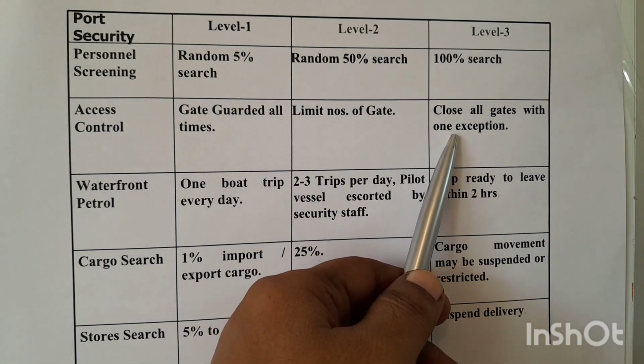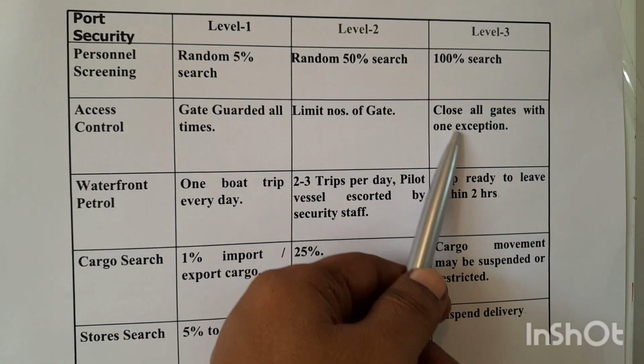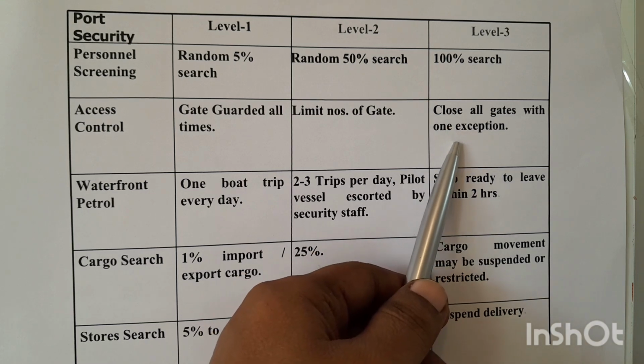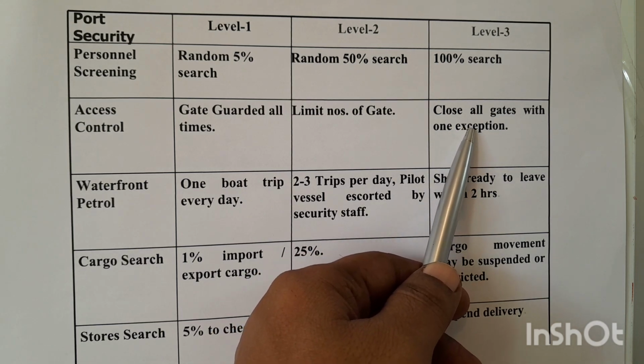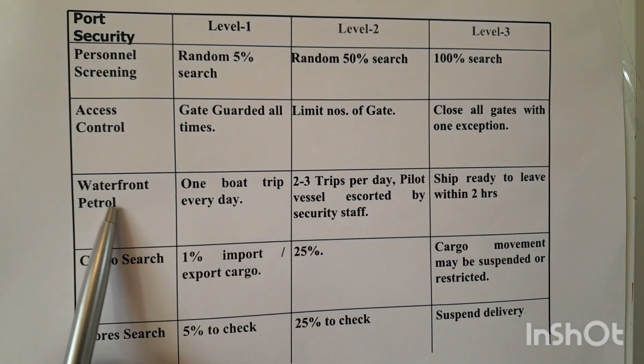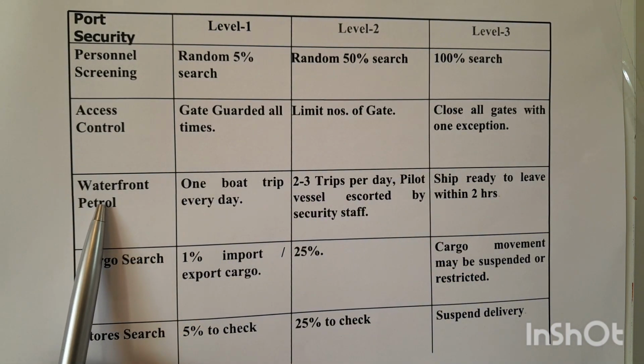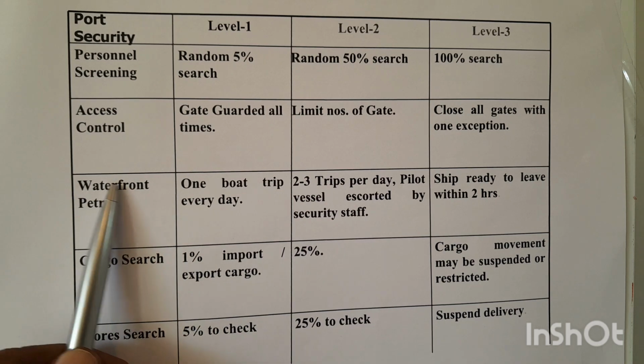Level 3, then that is the highest level of threat. Close all the gates. Maximum you can open one gate for the people who are responding to security, they can come and go out. Waterfront, that is from the seaside. Ship is at the jetty from the seaside.